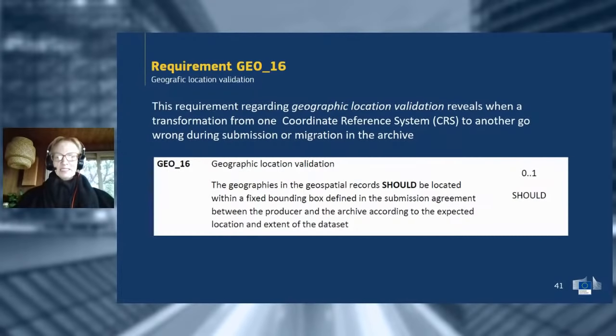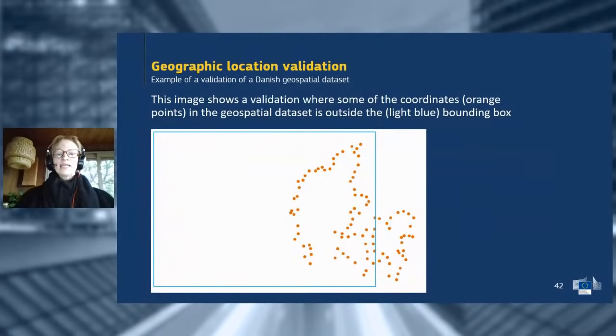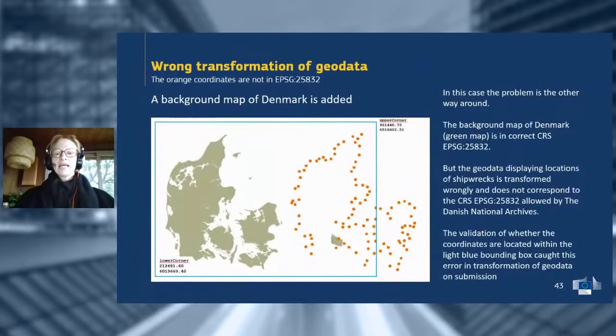Next slide, please. To illustrate what this requirement is all about, this image shows a validation where some of the coordinates of the geospatial data set, the orange points, are outside the light blue bounding box. So a bounding box is like this square or rectangle covering the area that your data should be inside. Next slide, please. And in this case, the problem is the other way around.